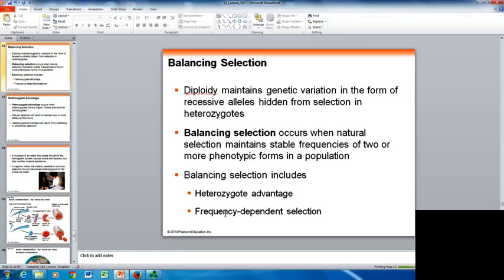So diploidy maintains genetic variation in the form of recessive alleles that are hidden from selection in the heterozygotes. Balancing selection occurs when natural selection maintains stable frequencies of two or more phenotypic forms in a population. So balancing selection includes heterozygote advantage and frequency-dependent selection.